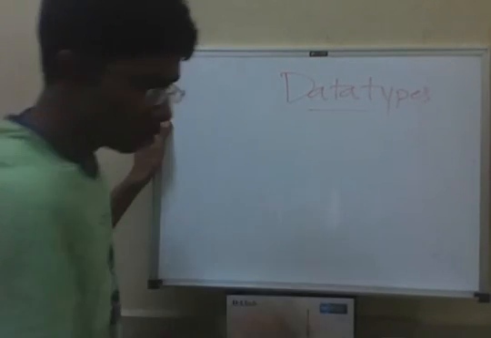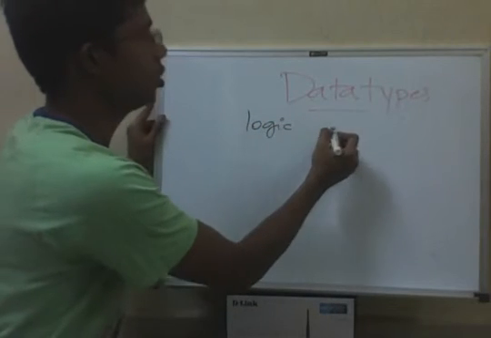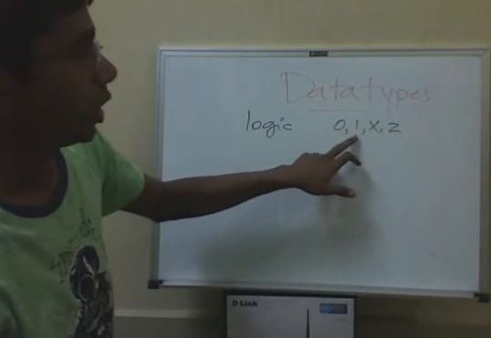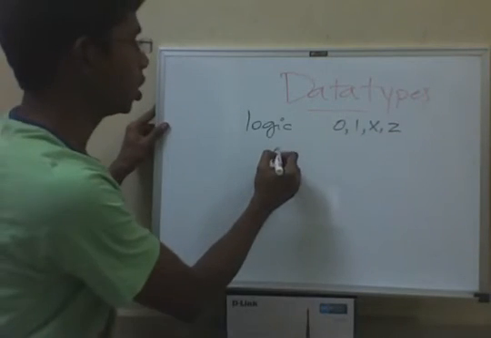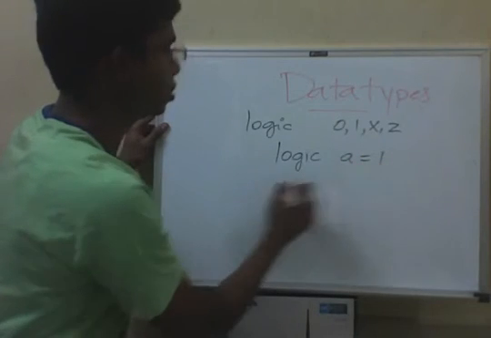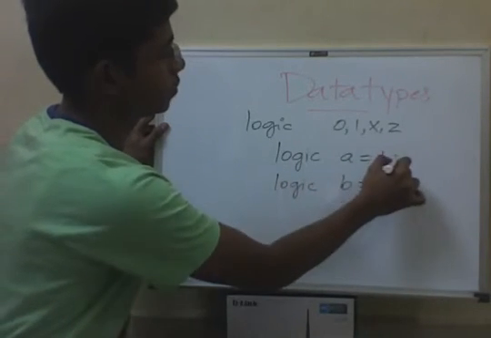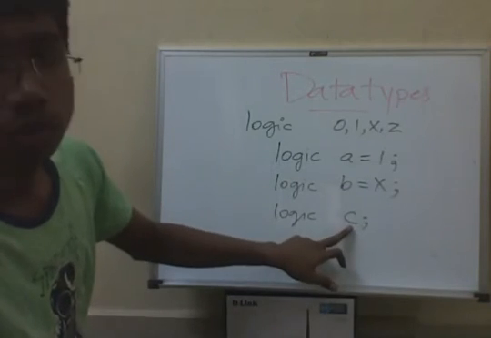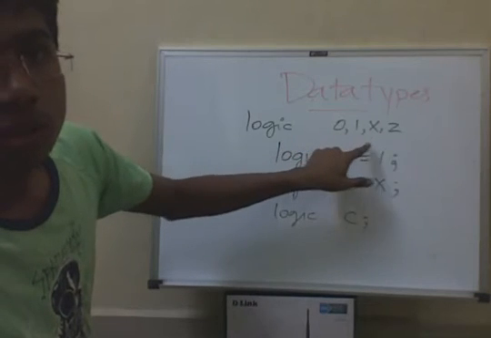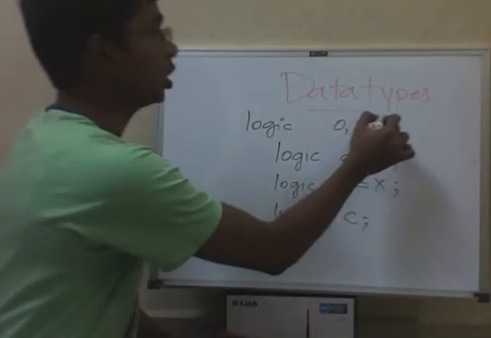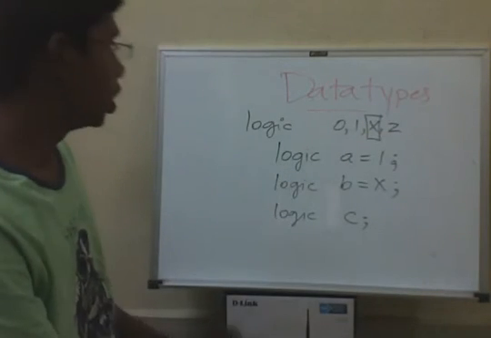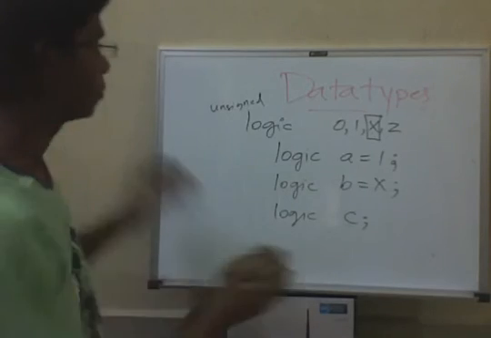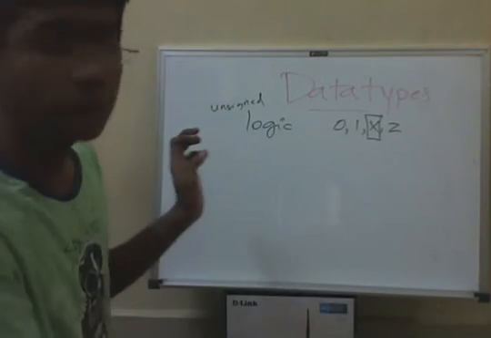Next we will see about logic. What are the values it is going to store? We know that logic means either 0, 1, X or Z. So if I say logic A equal to 1, logic B equal to X, semicolon. What if I say logic C? What is the default value it is going to have? Is it 0, 1, X or Z? It is X, unknown. Like how bit is unsigned, this is also unsigned.